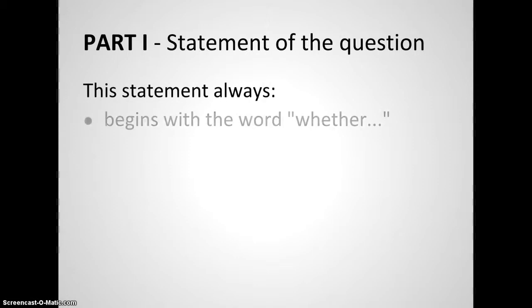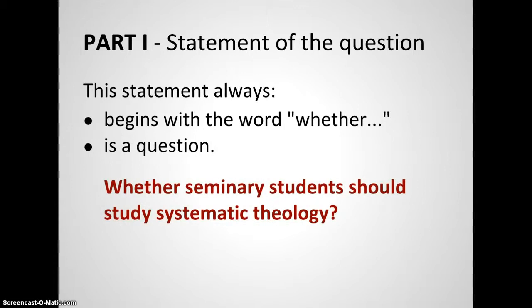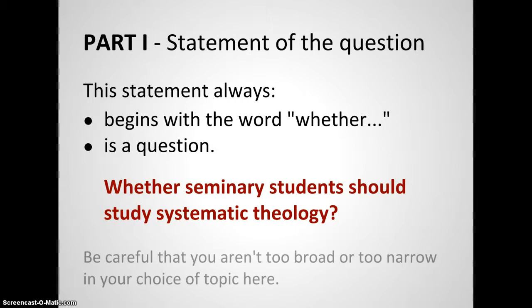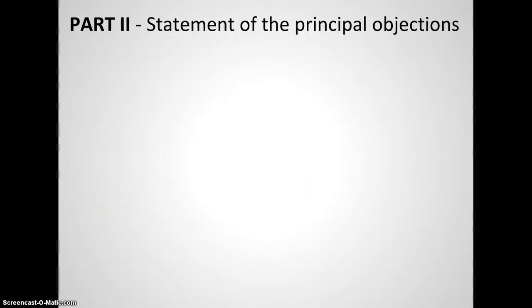First of all, the statement of the question. And this statement will always begin with the word whether. And obviously it will always be a question. Here's an example. Whether seminary students should study systematic theology. So notice that this statement begins with whether, and that it is a question. And as always, when you choose your topic for your essay, you want to be careful that it's not too broad or too narrow. In part 2, we're going to state the principal objections to your thesis.